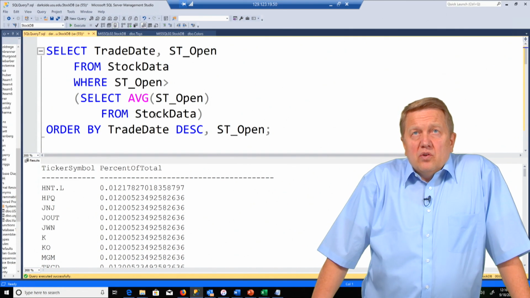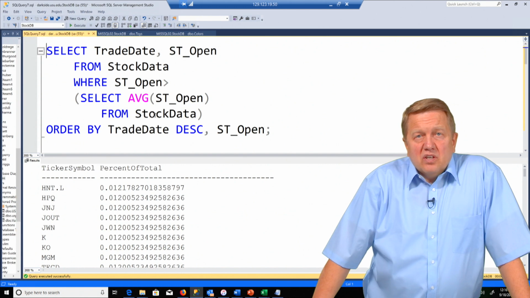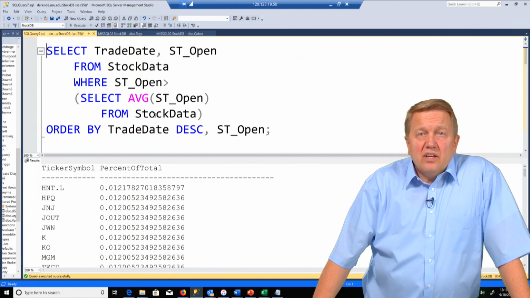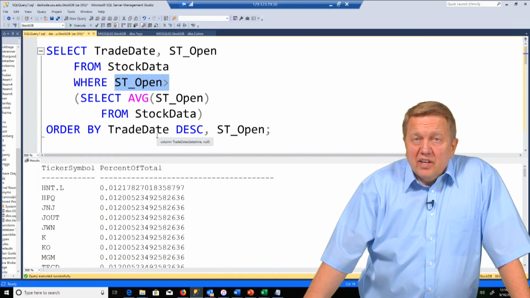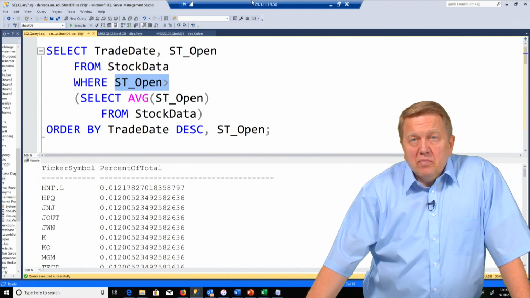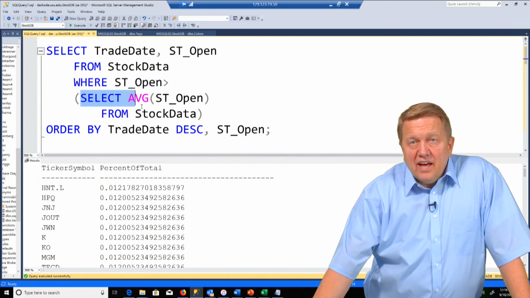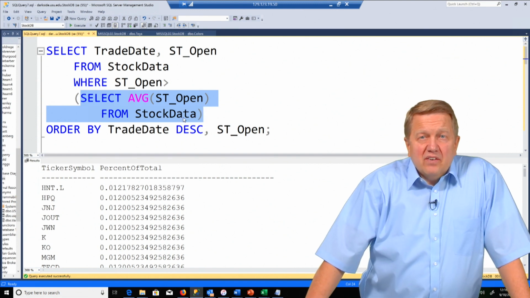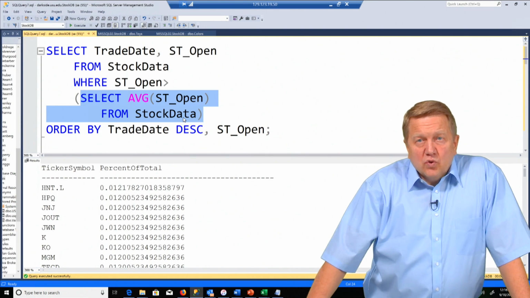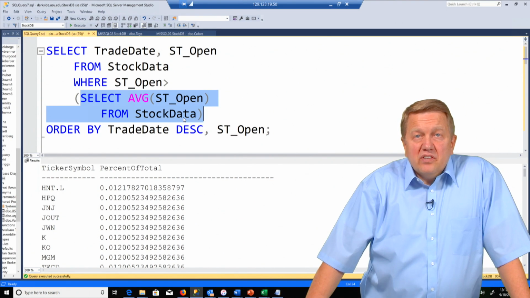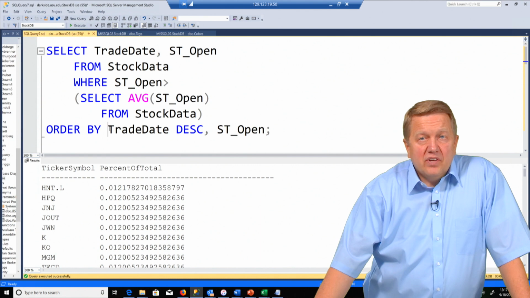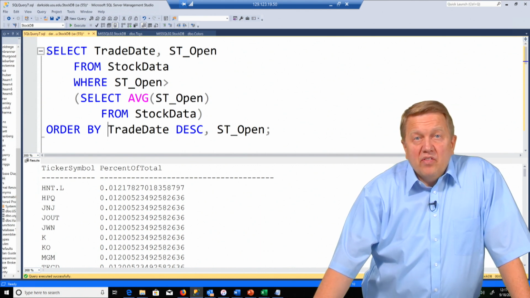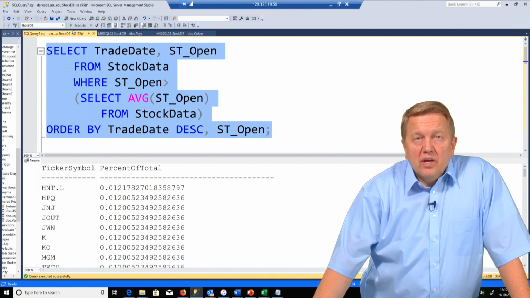We're going to show the trade date, the opening price from stock data, where ST underscore open is greater than, and see, a lot of people would want to say where ST underscore open greater than average ST underscore open. You can't do that, and it wouldn't make any sense. The inner query then says select the average opening from stock data. So that's going to give the average opening price for the entire 410,000 rows. Then it feeds its answer to the outer query. The question asked us to order our answer by trade date descending and then by opening price, and the default's ascending there. So we execute this query.